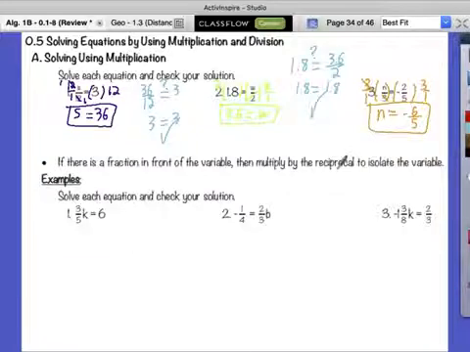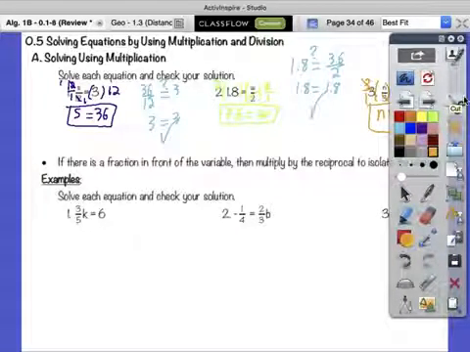If there's a fraction in front of the variable, multiply by the reciprocal to isolate the variable. What's isolate mean? Get by itself. So if there's a fraction in front of the variable, like 3/5 k, we're going to want to multiply by the reciprocal to isolate it.